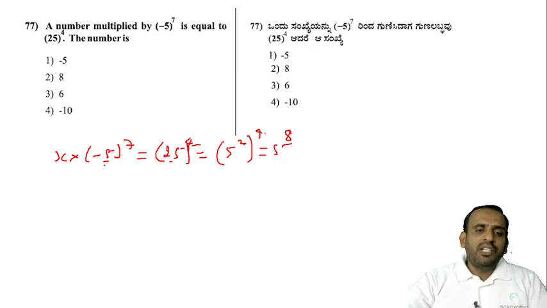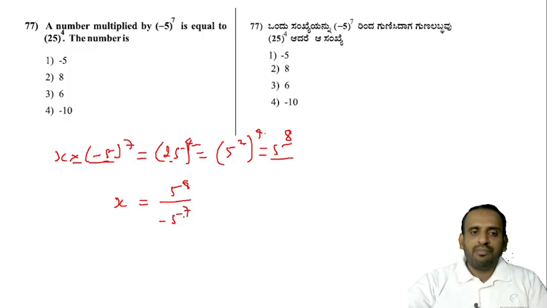Now we have x into minus 5 to the power of 7. We will send it this side. So it will be x is equal to this 5 to the power of 8 will remain here. Since this is multiplied here, this will come down. It will be minus 5 to the power of 7. Okay. Now this will go on top. It will be 5 to the power of 8 into minus 5 to the power of this 7 will become minus 7.